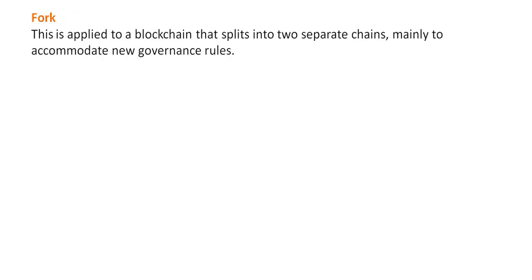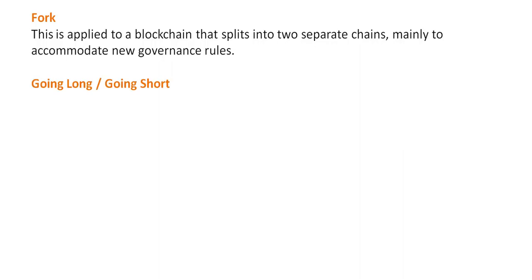So we have fork. This is applied to a blockchain that splits into two separate chains, mainly to accommodate new governance rules. So we have Bitcoin. We have also Bitcoin Cash. Bitcoin Cash was formed as a result of a Bitcoin fork. So whenever a fork occurs, a particular blockchain is made to split.